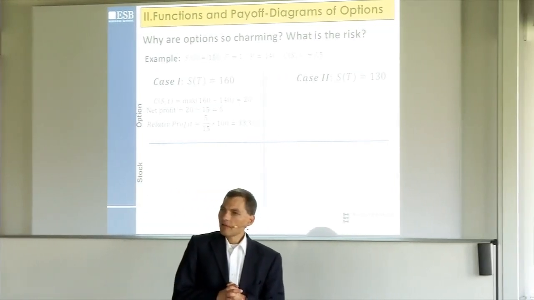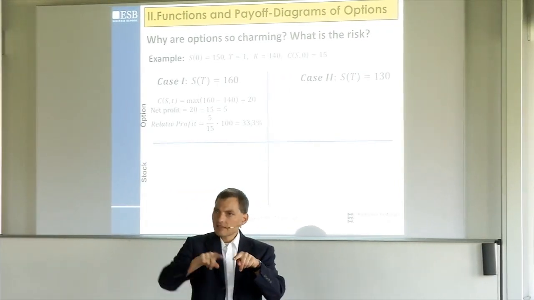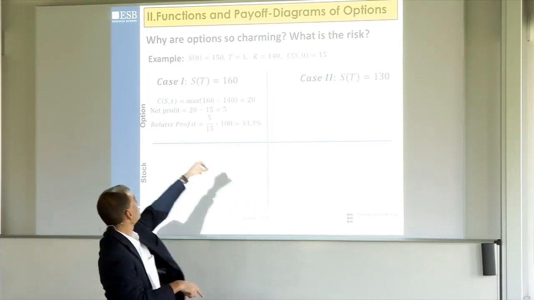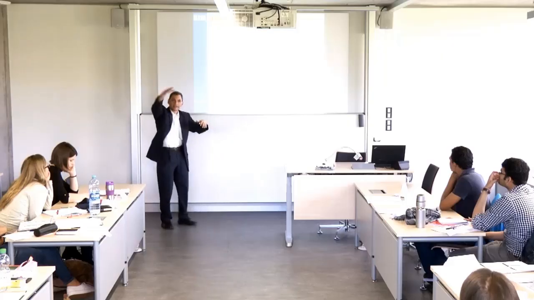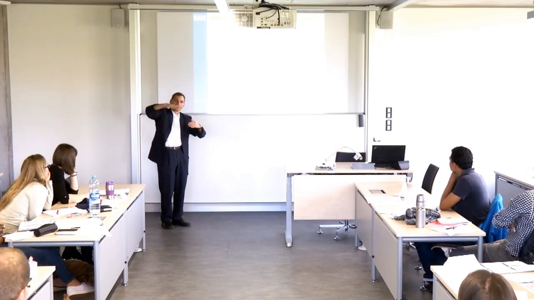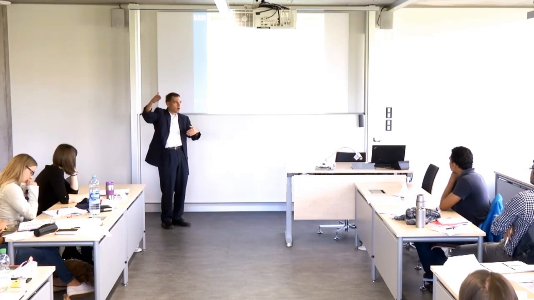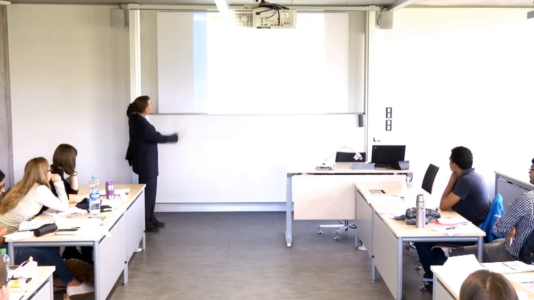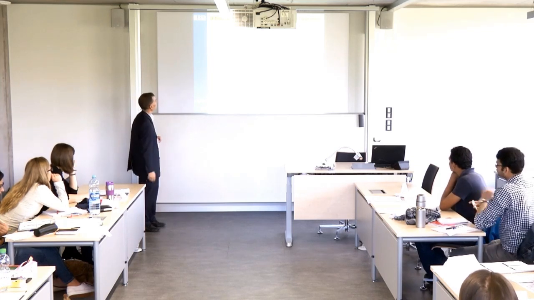So if the stock price is higher than the strike price, the strike price was 140 and the stock price at the end is above, I exercise my option, and then I have a kind of leverage. That is what we call leverage, and that is reflected by this high rate of return of 33%.